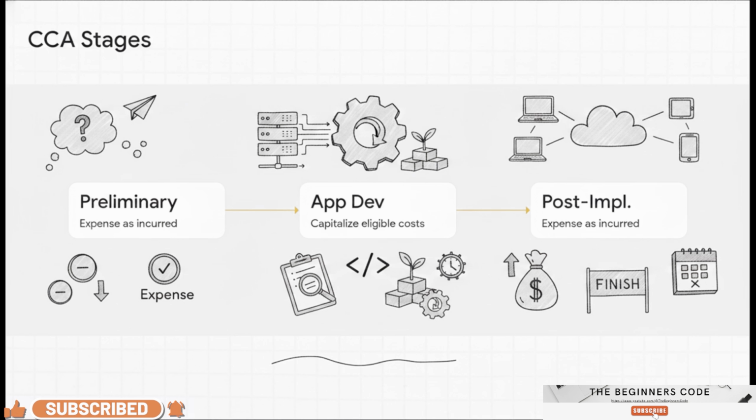Well, under cloud computing arrangements, we have to carefully navigate this razor-thin boundary across 3 distinct stages. In stage 1, the preliminary project phase, you literally expense everything as incurred. But then you hit stage 2, application development, and that's where you start capitalizing eligible costs. We're talking coding, testing, direct payroll. Once that software is actually ready to go, boom, you hit stage 3, post-implementation, and you're right back to expensing costs as incurred. The timing on this is everything.